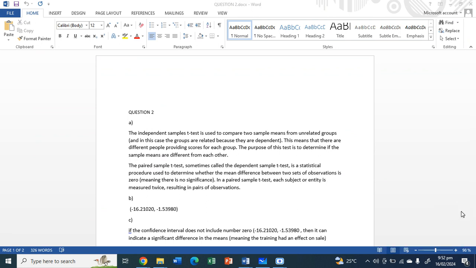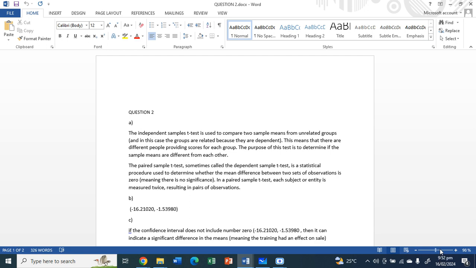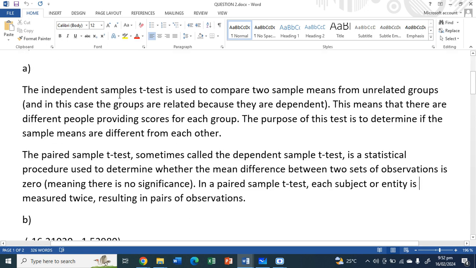If you read the notes that I sent yesterday, let's just go through them. An independent samples t-test is used to compare two samples from unrelated groups. Like in that example I gave you, one group you give them Panadol, one group you give them caffeine. This means that there are different people providing scores for each group.